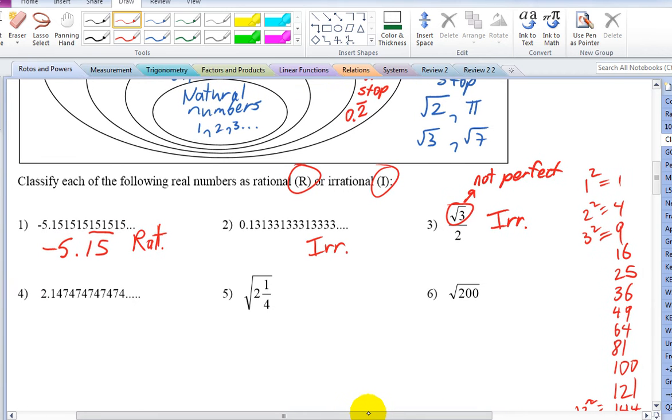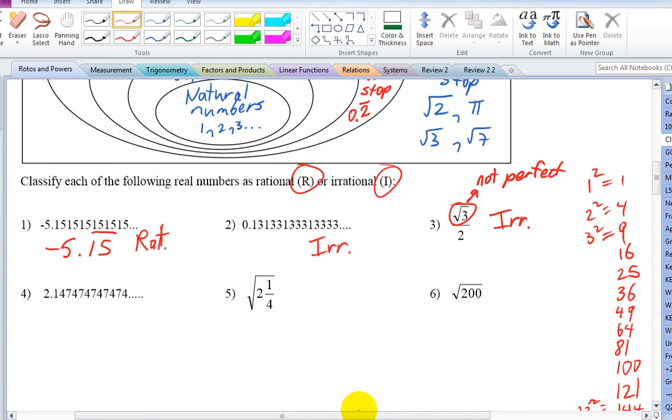Next one, what do you guys think? Rational or irrational? This part's repeating, rational number. I don't know what the fraction is, but because it's repeating, I know it's a rational number. Next one, hard to tell.